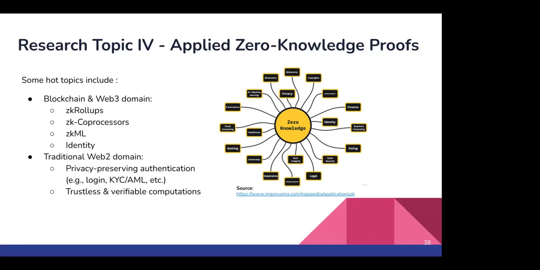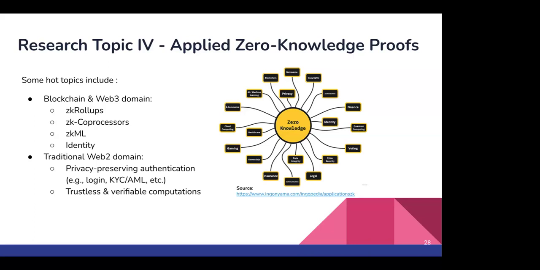Actually, there are many topics being explored by startups. Some hot topics include the blockchain Web3 domain, for example, ZK rollups, which I have mentioned before. Also ZK co-processors: how can you connect different blockchain systems together through the co-processor? Meaning you can process transactions in another chain and move from chain A to chain B in a trustless manner by leveraging zero-knowledge proof.